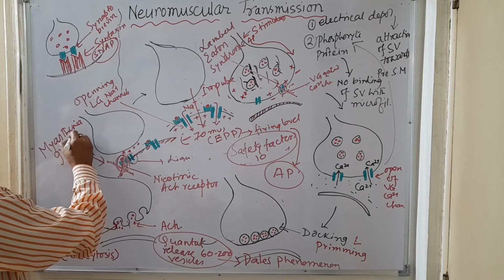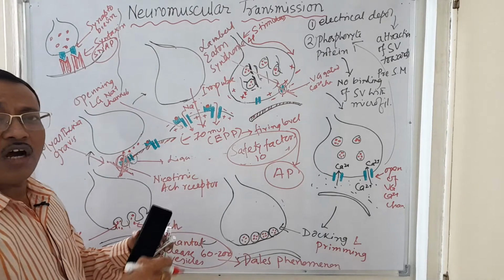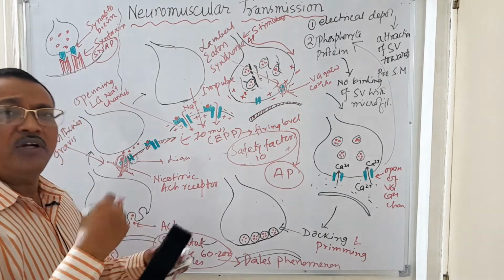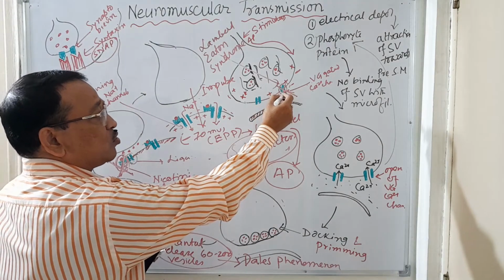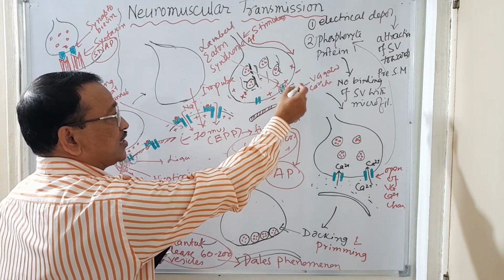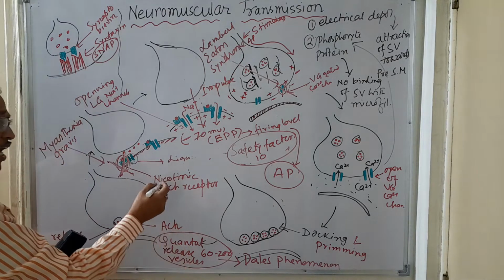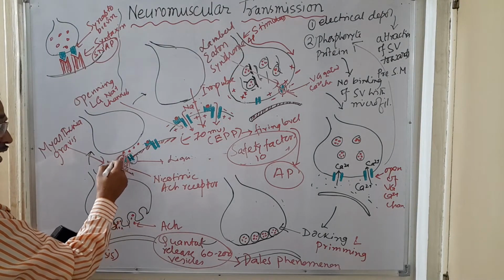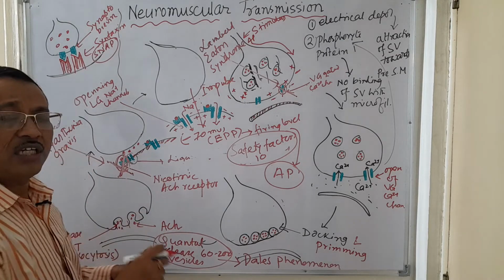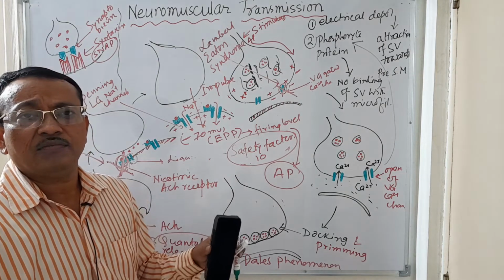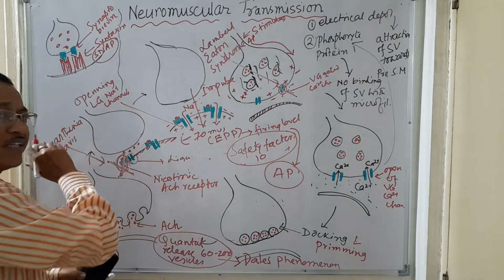So two types of disease can take place due to autoimmunity, due to antibody formation. One is antibody against the voltage-gated calcium channels. That disease is known as Lambert-Eaton syndrome. And if the antibodies are formed against the nicotinic acetylcholine receptor, then that disease is known as myasthenia gravis. In both cases, the complication is the same, only the cause is different. So one is Lambert-Eaton syndrome, another is myasthenia gravis.